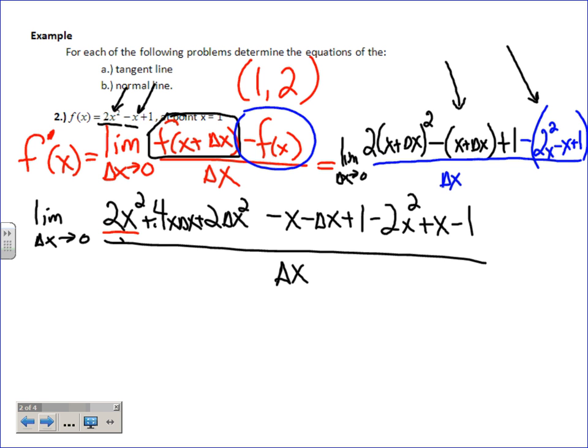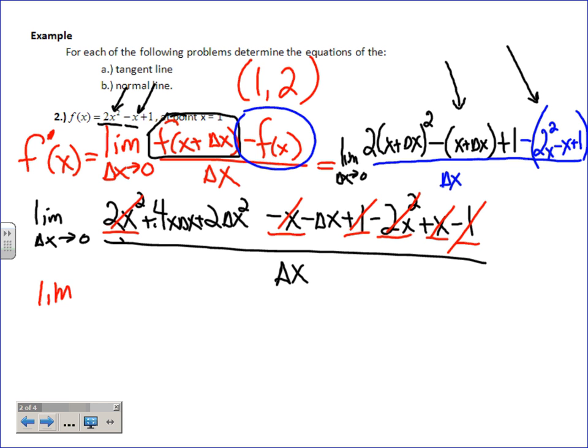So what should happen to this? Does this have to cancel, this 4x delta x? Does it combine with anything? No, because you have to have an x delta x to combine. Nope. 2 delta x squared. Nope. Minus x. And plus x. Minus delta x. Does that combine with anything? Nope. Plus 1. Minus 1. Gone.